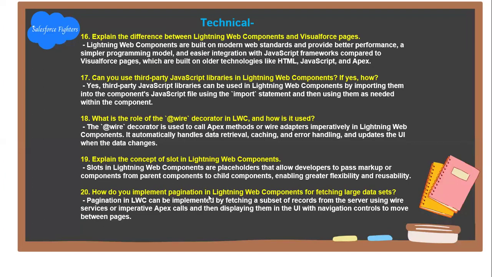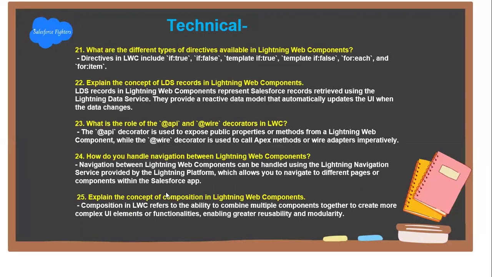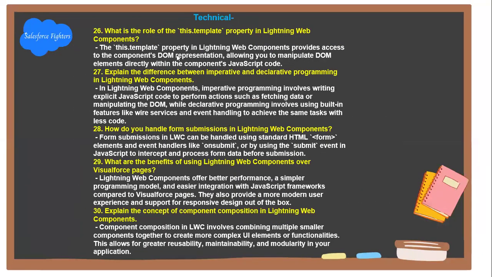Next question: how do you implement pagination in Lightning Web Components for fetching large data sets? Pagination in LWC can be implemented by fetching a subset of the records from the server, using a wire service or imperative Apex call, and then displaying them in the UI with navigation controls to move between the pages.